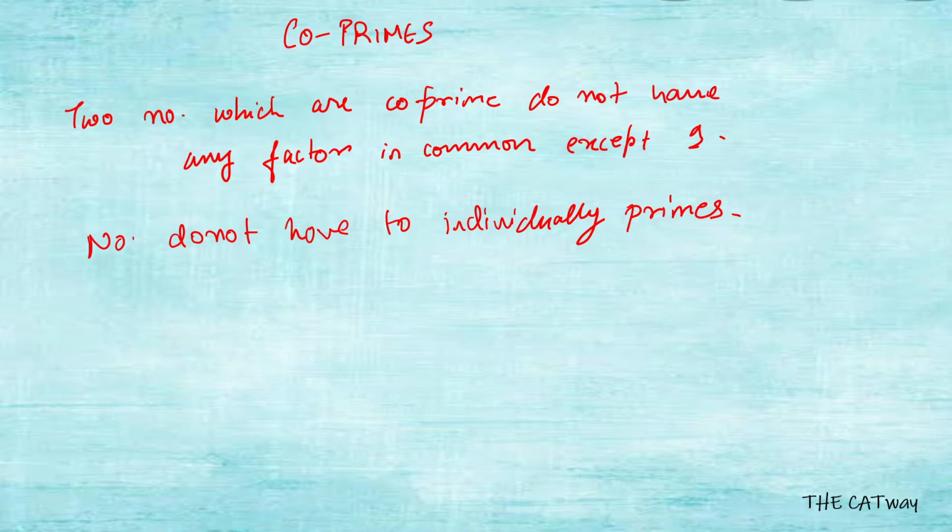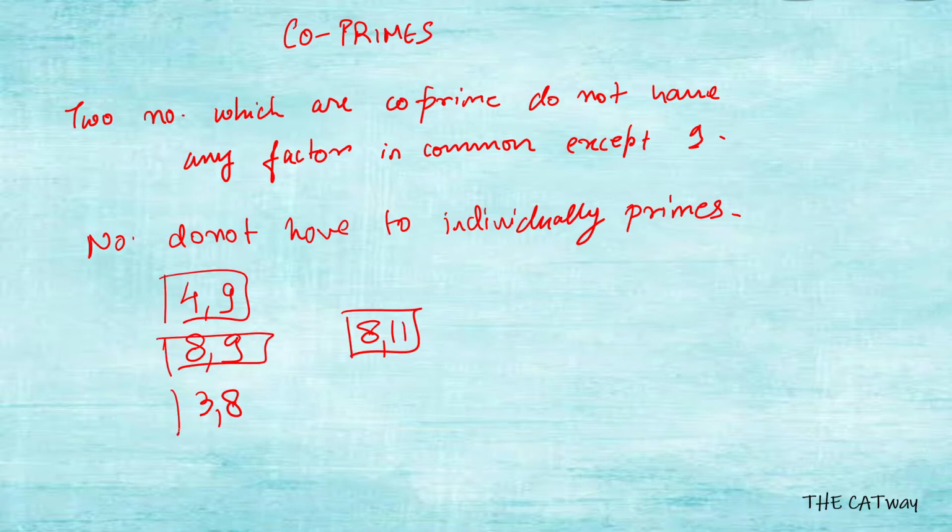Now a few examples of co-primes are 4 and 9, 8 and 9, 3 and 8, let's say 8 and 11. So these are all few examples of co-prime numbers. Here you can see that 9 is not a prime number, 4 is not a prime number, 8 is not a prime number, but they all are co-prime to each other. Why? Because they do not have any factor in common except one. So we can say that they are co-prime numbers.